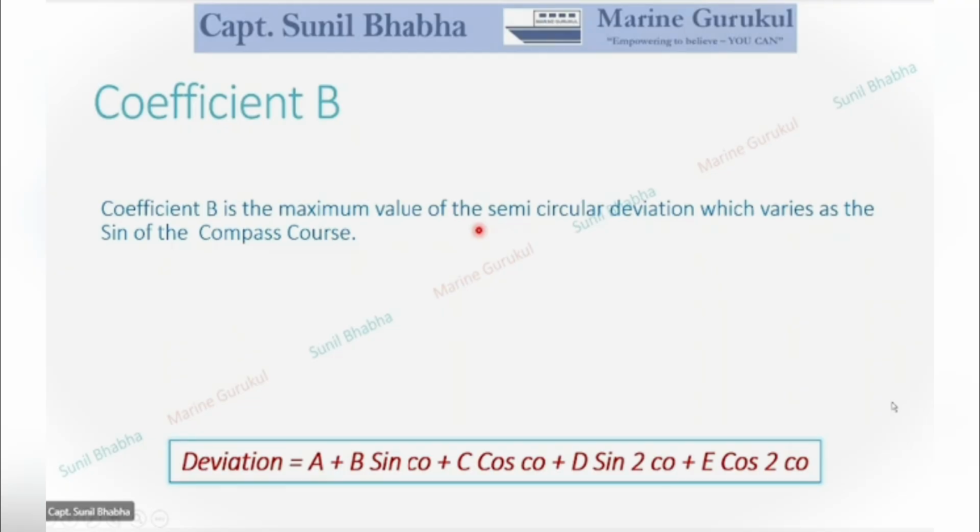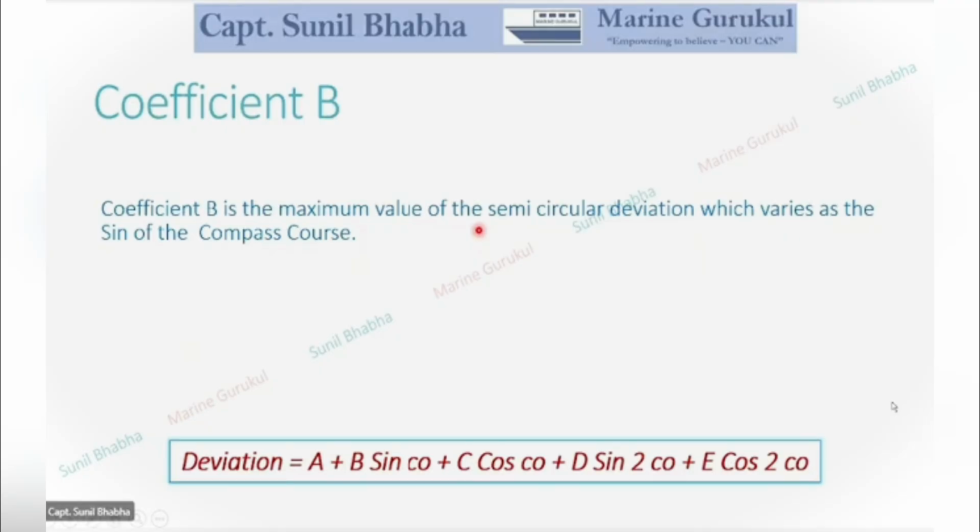To give you an example, let us say on a particular ship, you observe the deviation from heading north to south. It is easterly deviation. And when the ship heads from south to southwest, that is 180, 190, 270 up to 360 in the southwest and northwest quadrant, the deviation is westerly. So you see now for 180 degrees, the deviation was east. For the next 180, it has changed to westerly direction. Such a deviation is called a semicircular deviation.